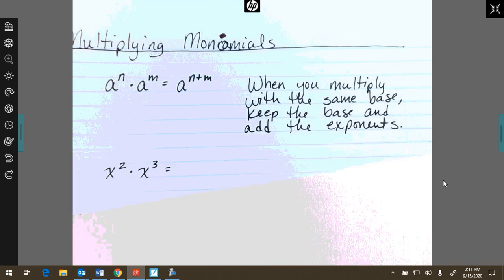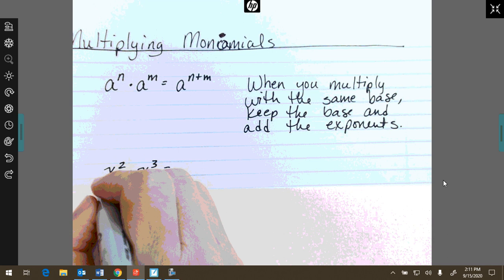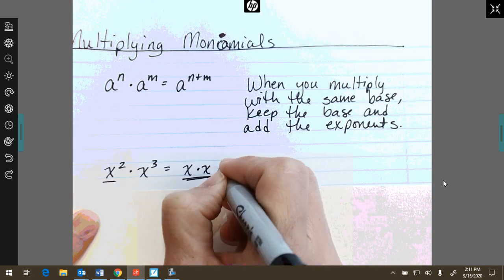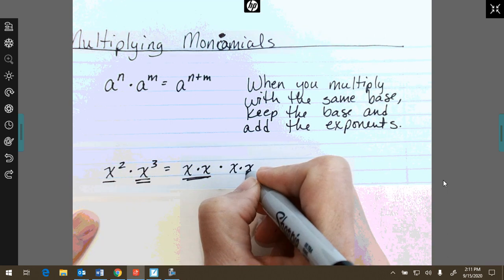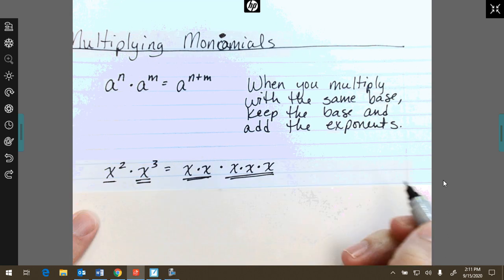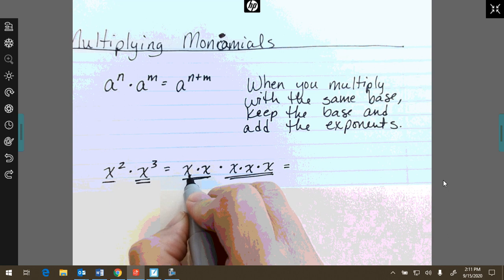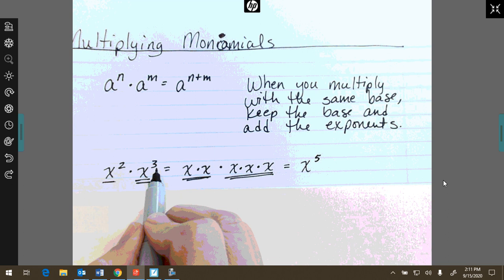Pause if you need to. So if we have x squared times x cubed, I don't want you to have to do this every time, but I want you to understand why we're keeping the base and adding the exponent. X squared means x times x, times x cubed means x times x times x. So that is x squared times x cubed. Notice what that gives me is x to the 1, 2, 3, 4, 5. So that's why I add my exponents.